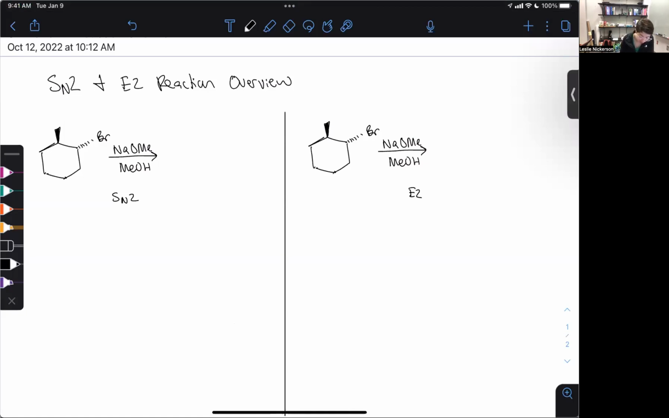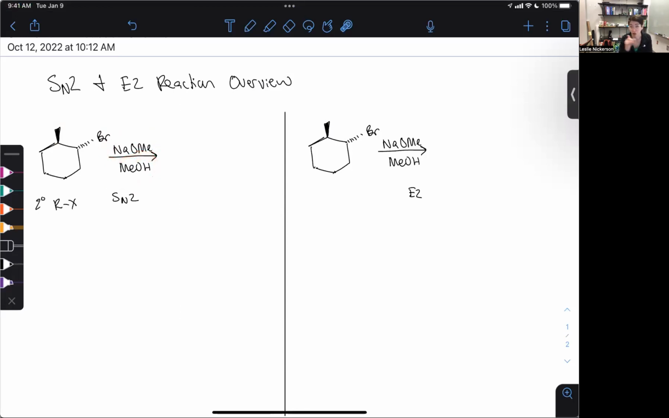So the first thing that I like to look at is I just like to identify what kind of alkyl halide I'm using first. This one, because I've got this carbon attached to two other carbons, is a secondary alkyl halide, which I usually just annotate like that. Then I look at my nucleophile. I've got sodium methoxide and I've got methanol on my arrow here.